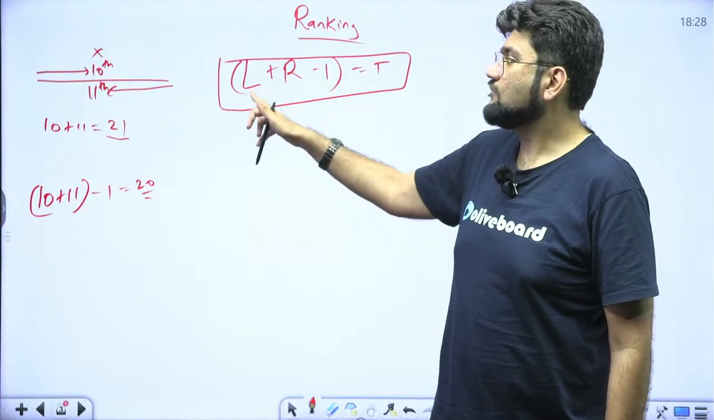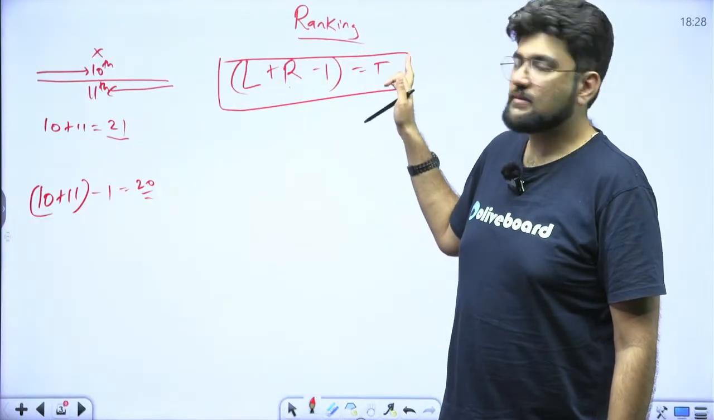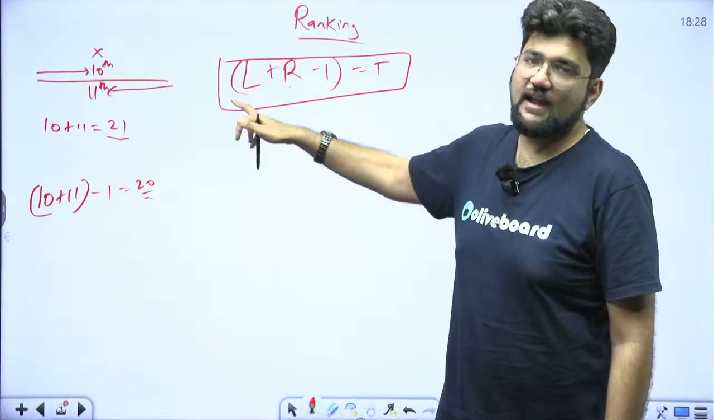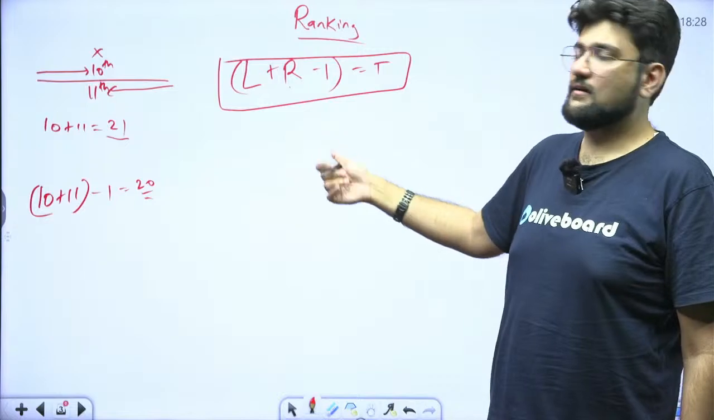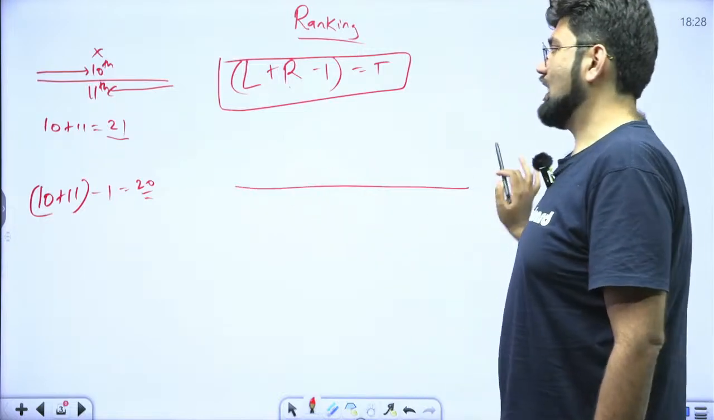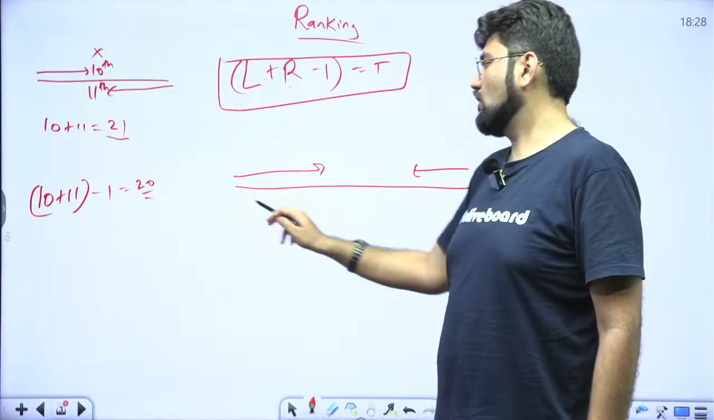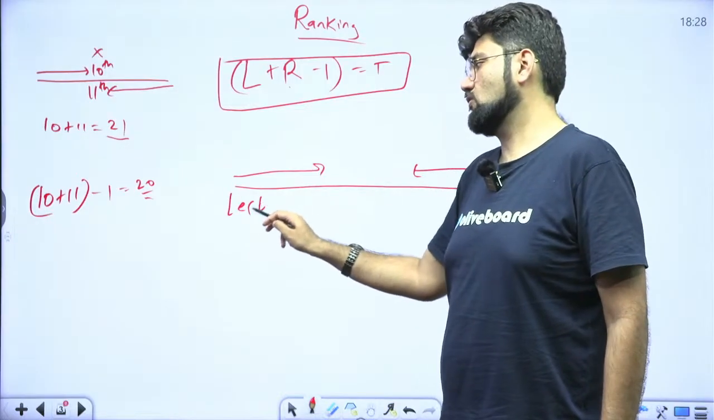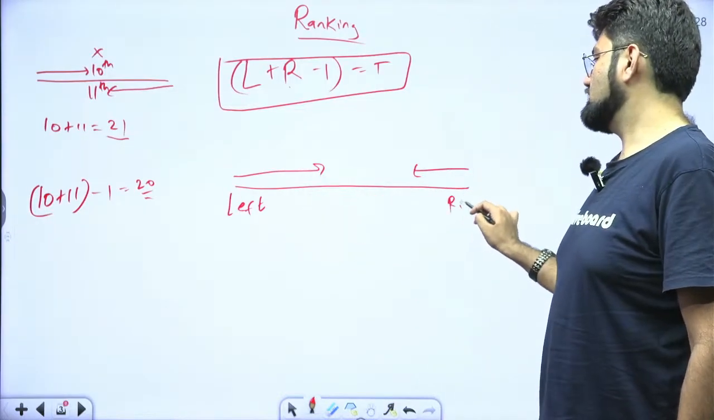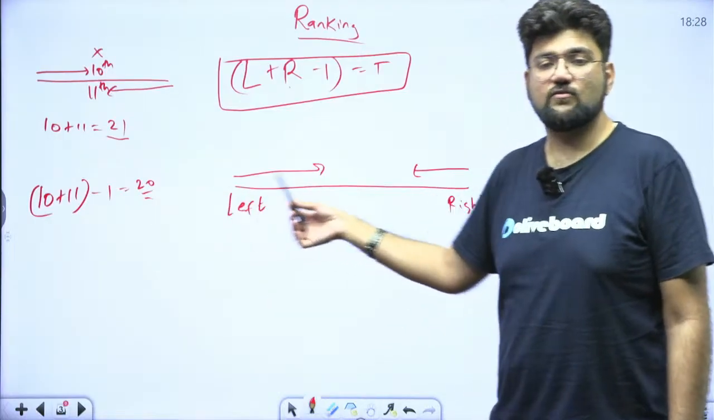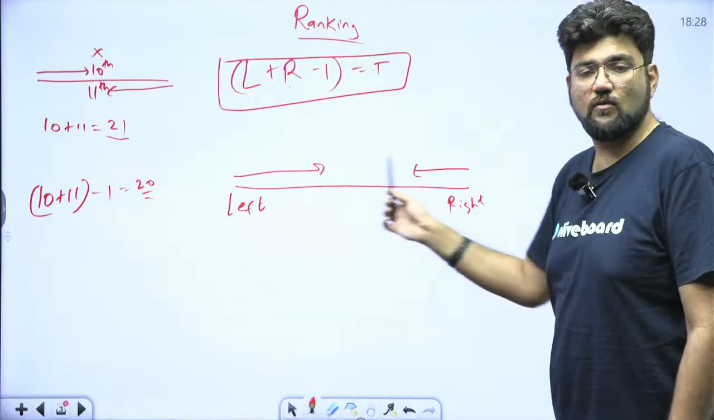Sometimes they will give you the left and right ranks and ask you the total. Sometimes they'll give you the total and a right rank and ask you the left rank. Or they'll give the total and the left rank and ask you the right rank, etc. For a class, let's say this is a class. From the left means this, from the right means this. Always, they're facing the north. So this is the left, this is the right. If I'm saying 10th from the left hand, it means from here. 11th from the right hand means from here.